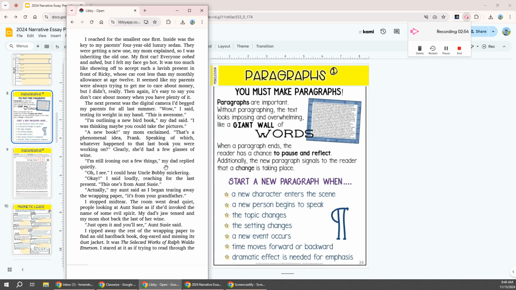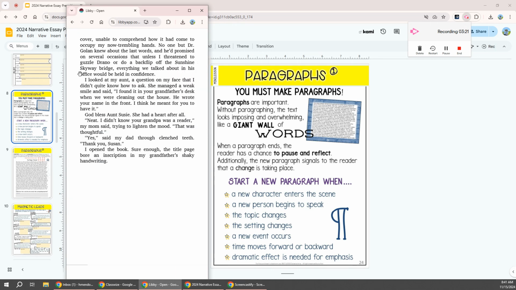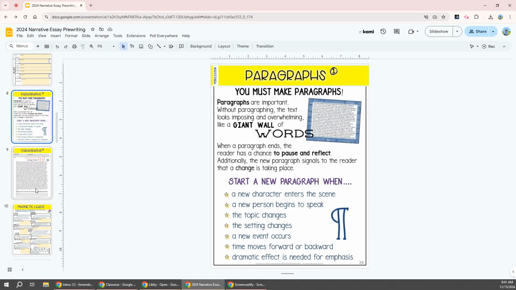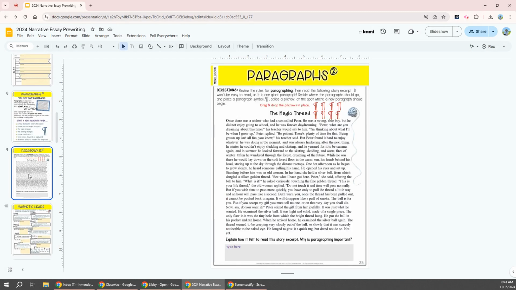"I'm still ironing out a few things," my dad replied quietly. So this would be the dialogue, I'm still ironing out a few things, and then the speaker tag is my dad replied quietly. So back to paragraphing though. We can see that every time a person talks, we start a new paragraph. And then somebody's not talking right here, but this is probably a change that's happening. Another person's talking, maybe a change down here again, or a new event. And then we have lots of paragraphs. So all of those are examples of when we start new paragraphs.